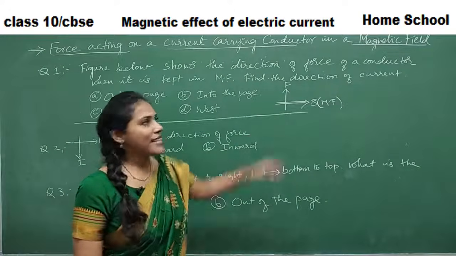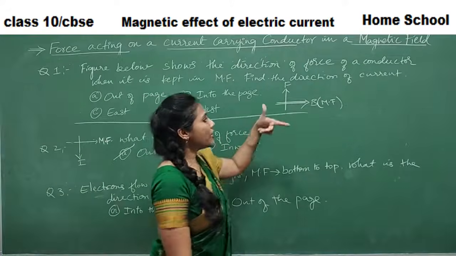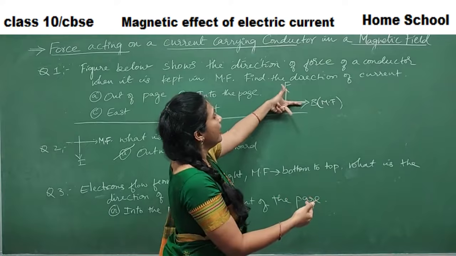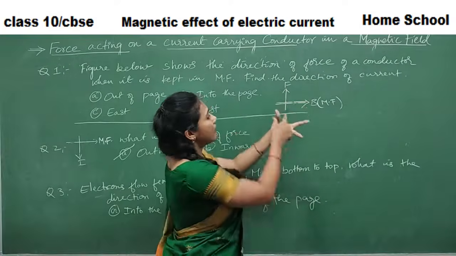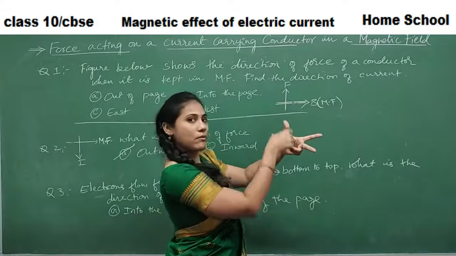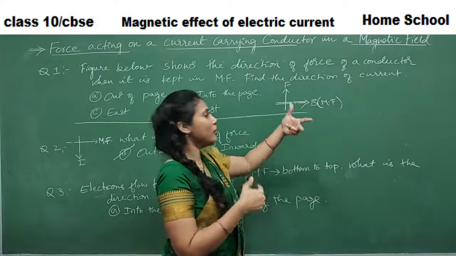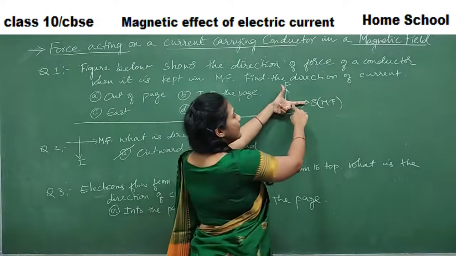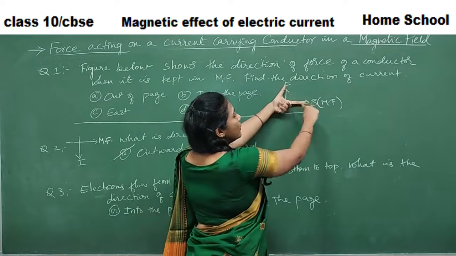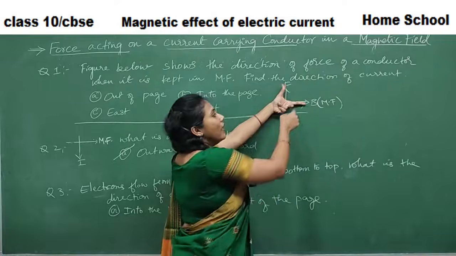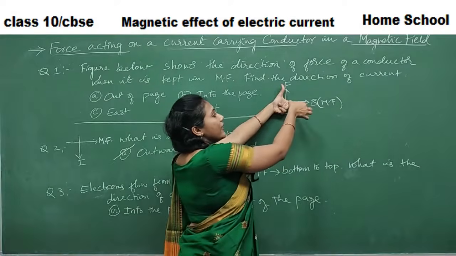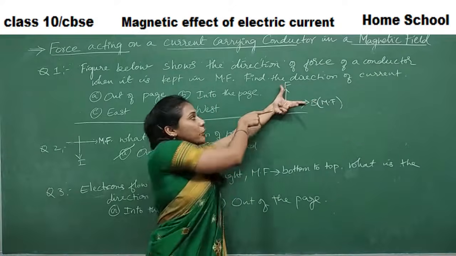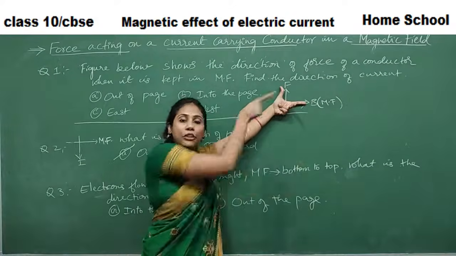So adjust your fingers according to the figure. This is your magnetic field. And this thumb will always be for what? For force. So I'll place the thumb like this. My index finger is the magnetic field. I'll place it according to the directions shown in the figure. And now this finger is for current. How is it moving? Outward, no? Out of the page. It's moving out of the board, or out of the page.